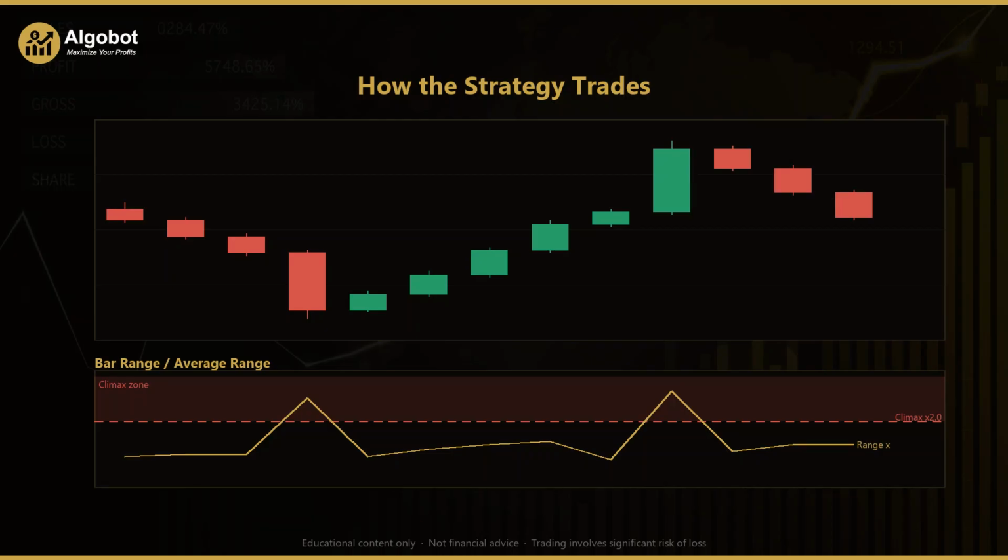The stop sits just below that climax low, and the target is projected at twice the risk above. Price then climbs steadily, candle after candle, until it reaches the take profit level around 1.0889, and the long trade is closed in profit. Now momentum carries higher, and watch the range panel again. At the 10th candle, an enormous up bar surges to a fresh high, and its range spikes back into the climax zone, this time a buying climax.